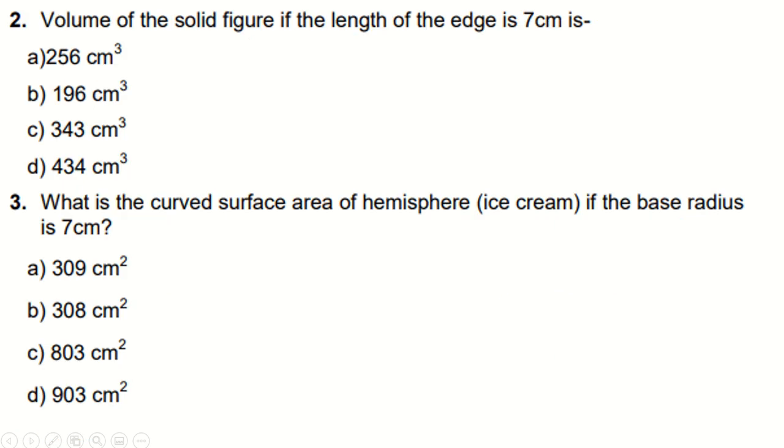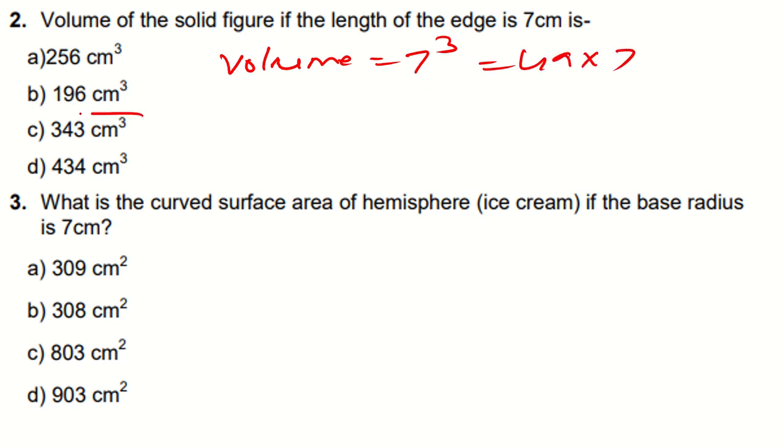Okay. Next is the volume of the solid figure if the length of the edge is 7 centimeter. So volume of the cube is 7 cube. 7 cube means 49 multiplied by 7 means 7 9s are 63. So this is the answer. Okay, because nowhere one's place is 3, so this will be the answer.